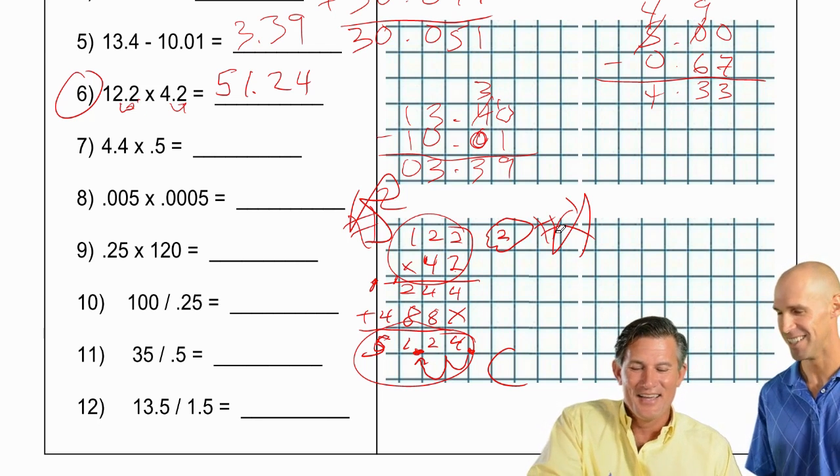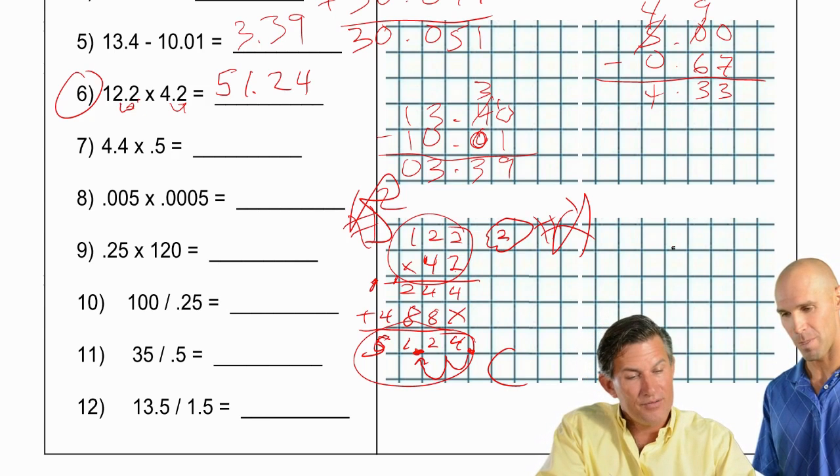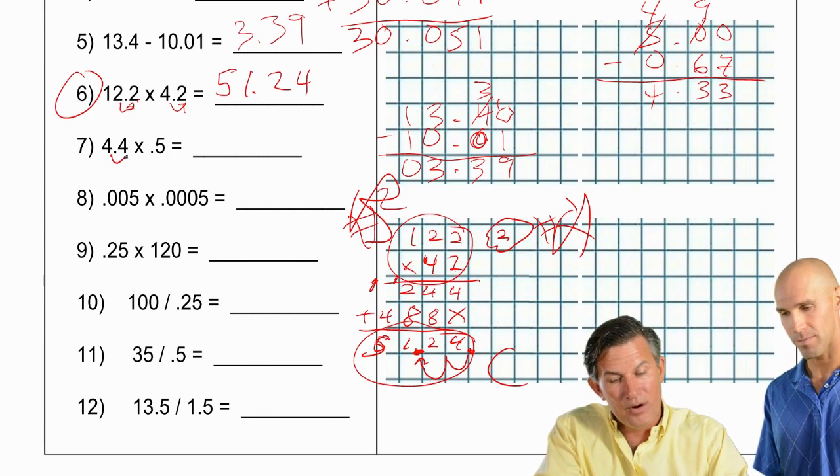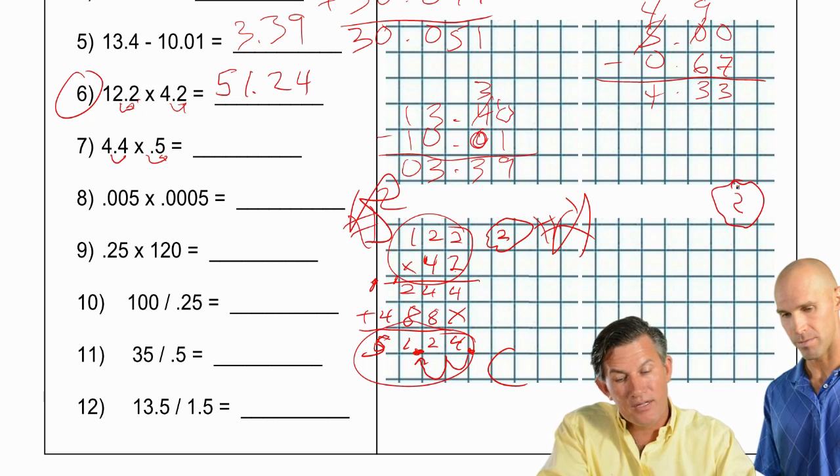Okay. All right, let's do one more. 4.4 times 0.5. Okay, how many times do I need to move it over? One. Twice. Okay, so 2 goes in the cloud bank.